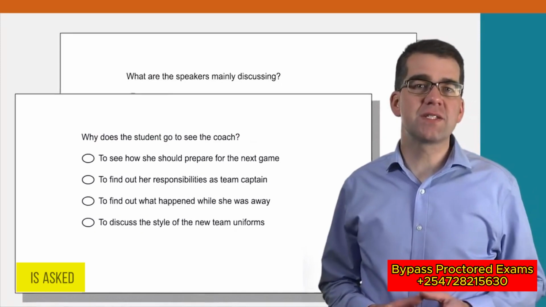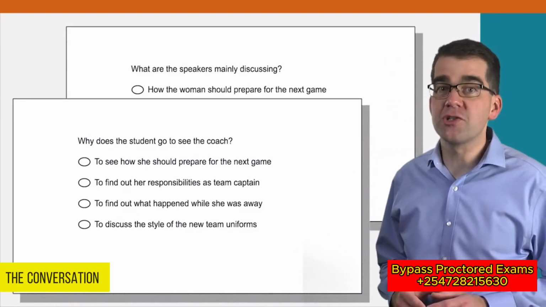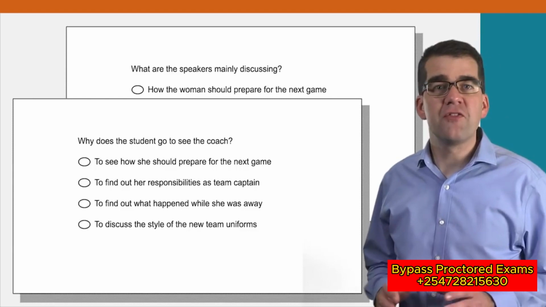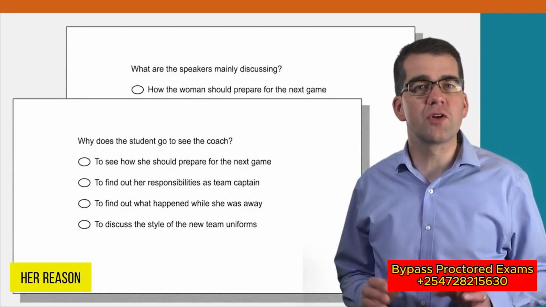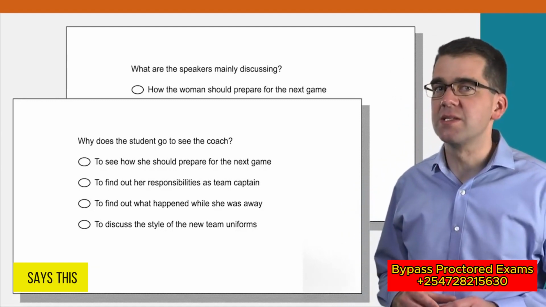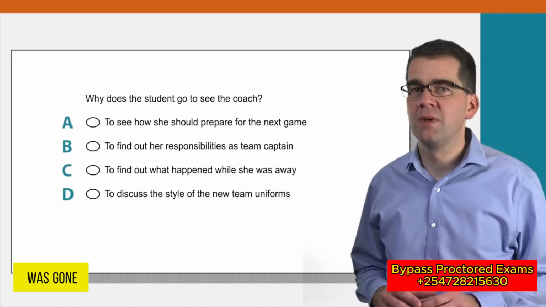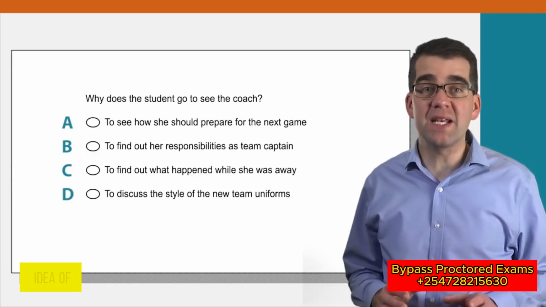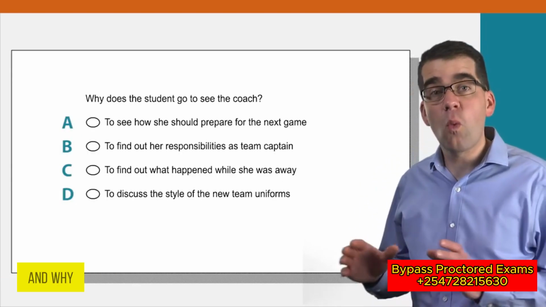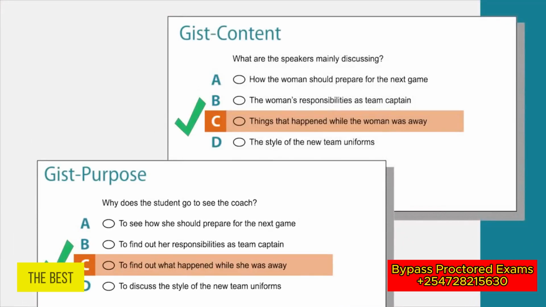Whichever question is asked, you can figure out the answer by focusing on the main point of the conversation or lecture. The female student tells us her reason for going to see the coach in the early part of the conversation when she says this. I just thought I'd stop by to see what I missed while I was gone. That tells us both the main idea of the conversation and why she went to see the coach. So for both questions, the best answer is C.